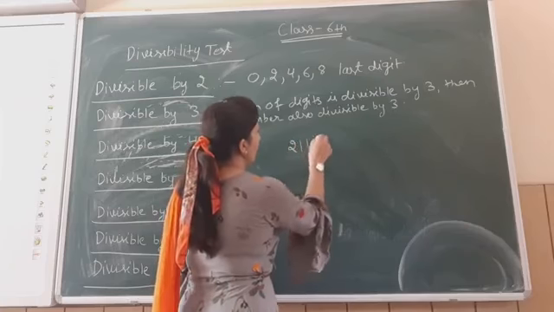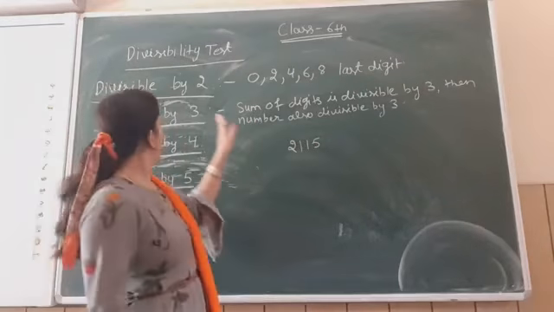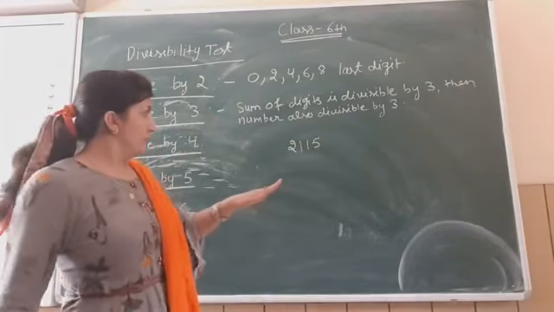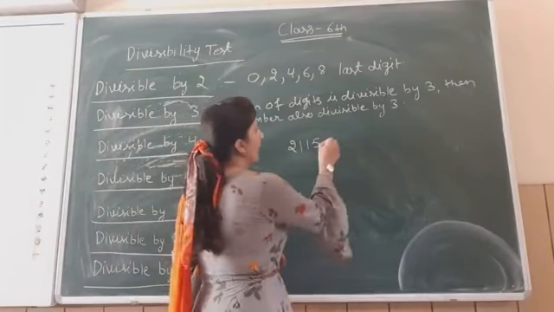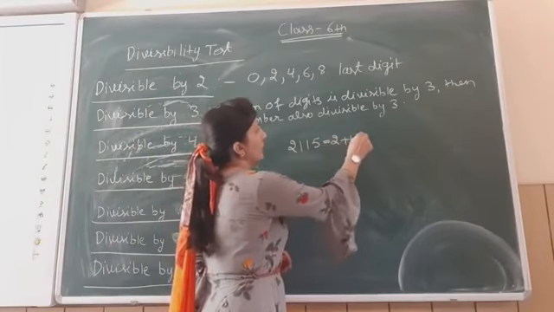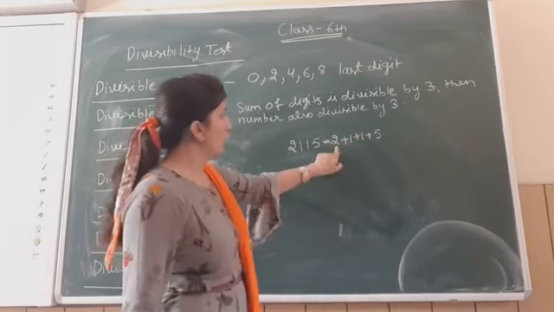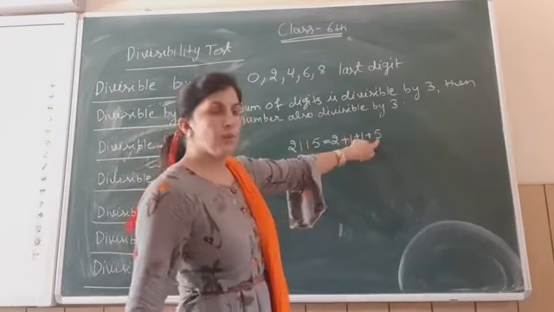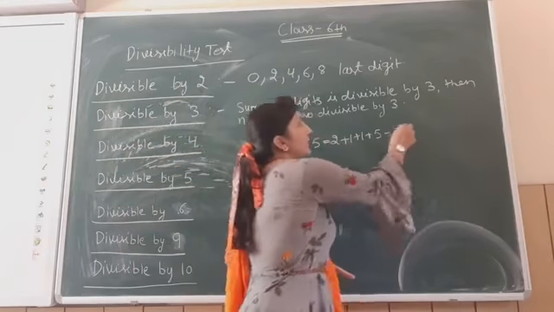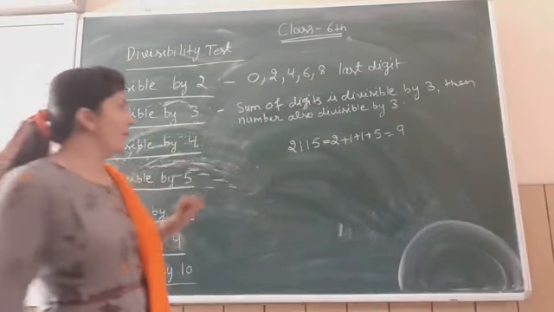if I divide this number by 3, it takes very much time. So what do I do? I will find the sum of digits: 2 plus 1 plus 1 plus 5. What will be the sum? 2, 3, 4, 4 plus 5, it's 9. Is 9 divisible by 3? Yes, 9 is divisible by 3.